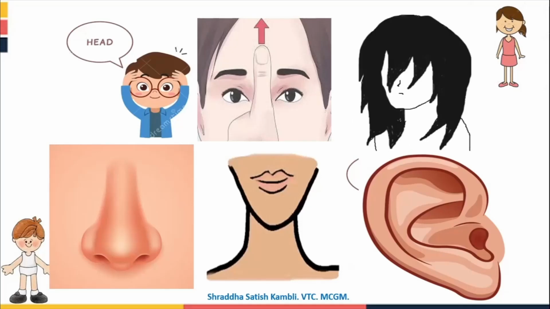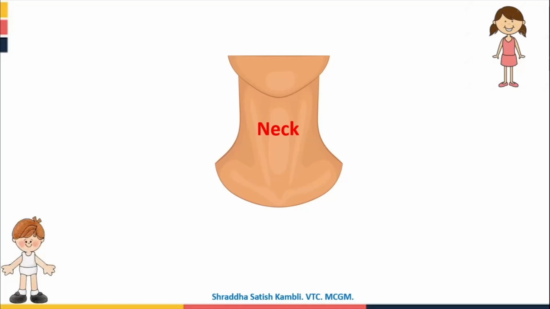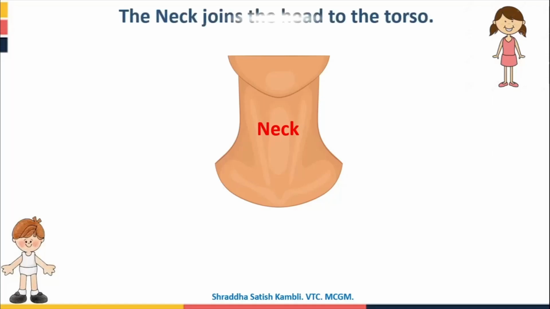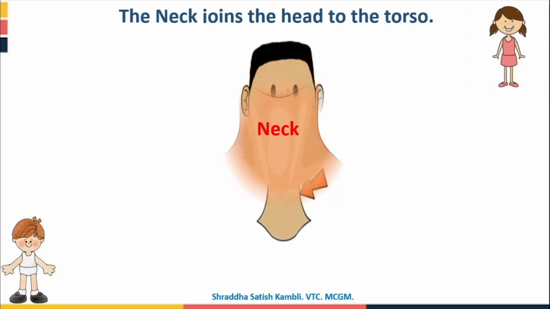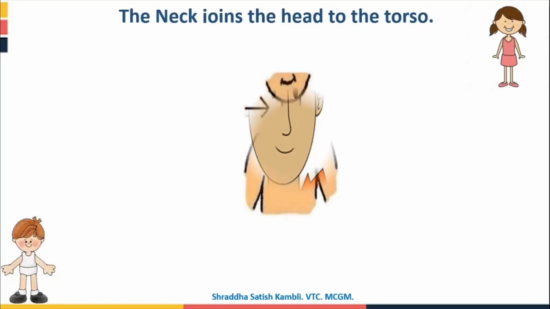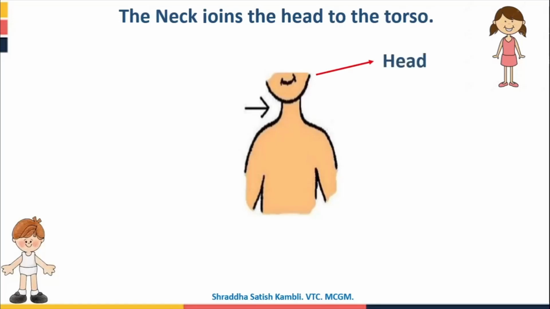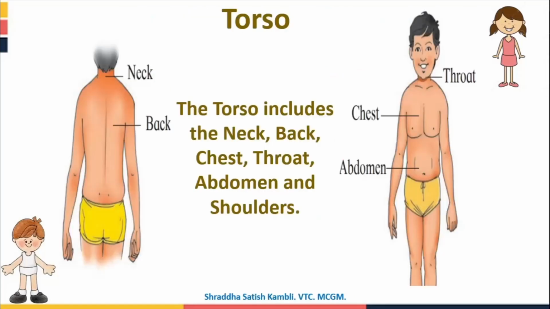Okay, so now this head is joined to the torso by the neck. So when you come just below the chin, you have this part of your body which we call the neck. So come on, all of you touch your necks. Yes, so you touch your neck. The neck is the part of the body which joins the head to the torso. So see, this is the neck. Can you see? Above the neck you have the head, and below the neck you have the torso. Alright children, so the neck joins the head to the torso.